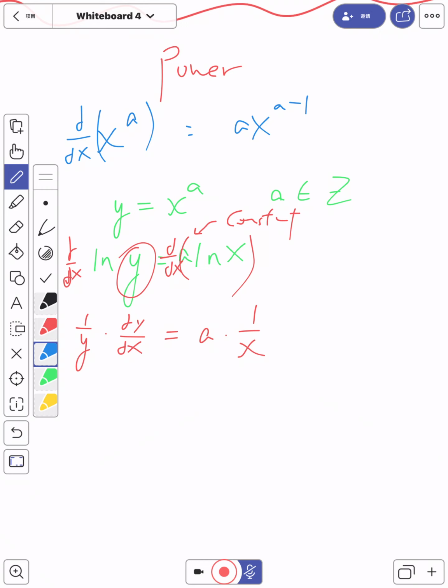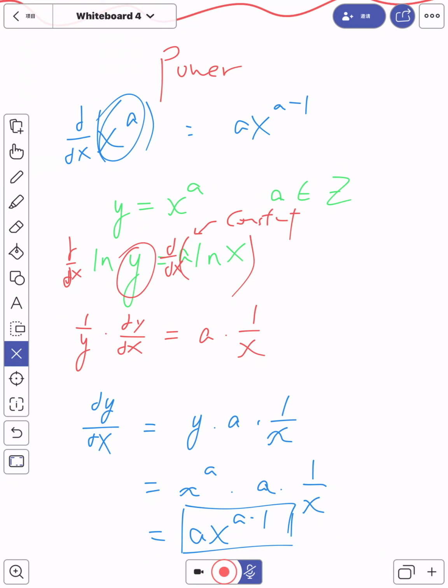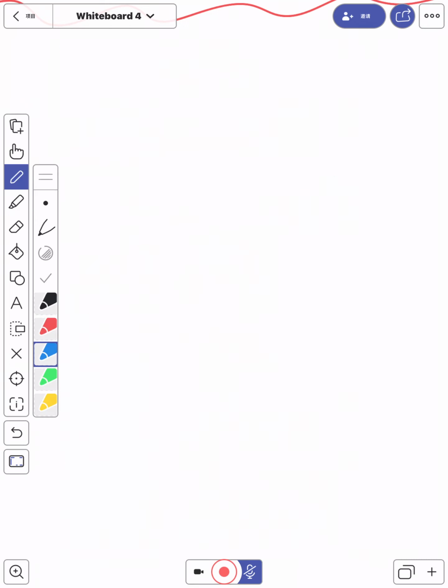So we can multiply y to there. dy over dx, which is the thing we desired, is equal to y times a times 1 over x. We can substitute y back in: x to the a times a times 1 over x, which is equal to a times x to the a minus 1, as desired. So this is how we proved the derivative of a variable to a constant power.